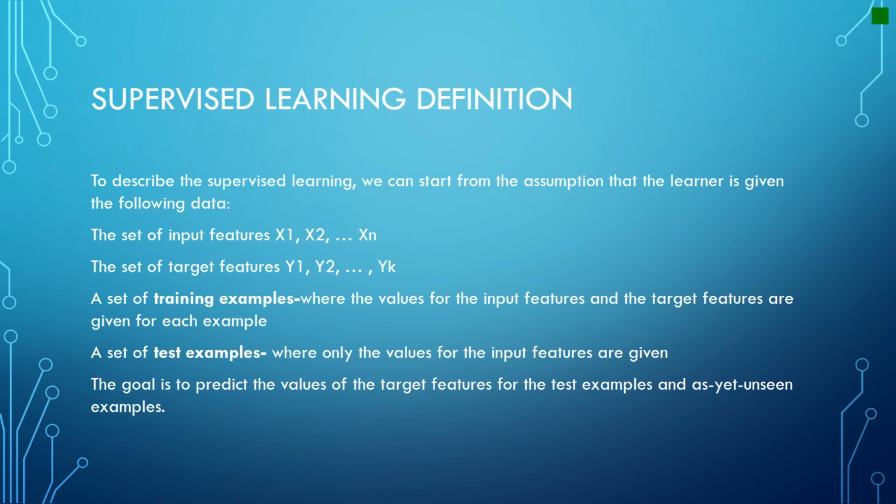Set of training examples, or where the values for the input features and the target features are given for each example. A set of test examples are where only the values for the input features are given. The goal is to predict the values of the target features for the test examples and as yet unseen examples.